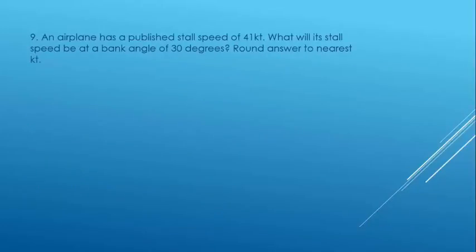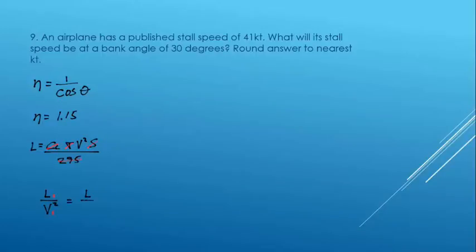This problem is similar to the previous problem, except that we have to determine what the load factor is at 30 degrees of bank before we can solve it. So we know that load factor is equal to 1 over the cosine of the bank angle. So the reciprocal of the cosine of 30 is equal to 1.15. Now the problem is the same as the previous problem.